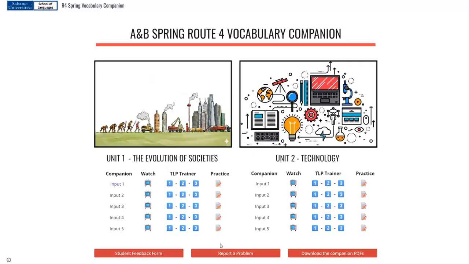And finally, if you'd like to be able to copy and paste the contents of this website, this companion web pages, you can find the PDF versions of them. So if you just click this button, you can just go and download whatever input you want. Okay, now let's go over the different features of the companion. So let's start with the companion page.